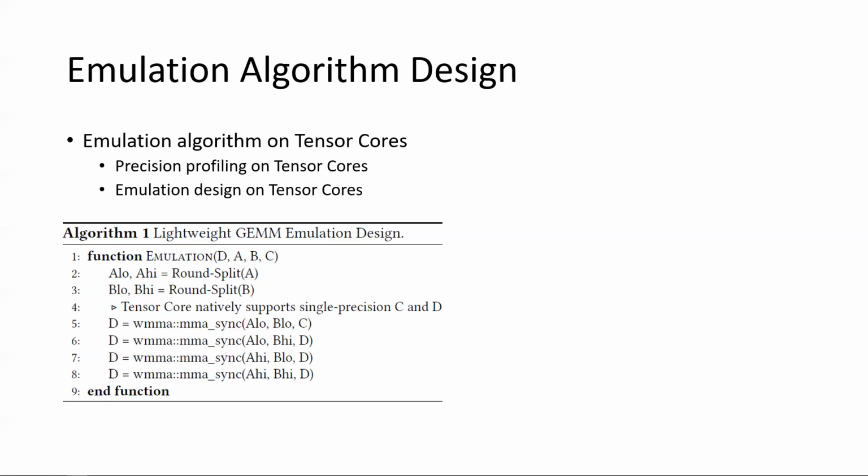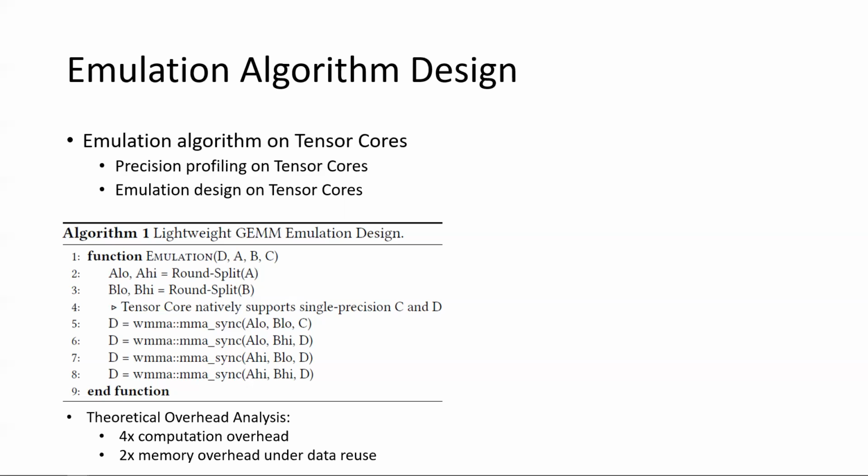Here, note that the matrix C and D are both single precision data, which are supported natively on the tensor cores as the accumulator. In this algorithm, the theoretical overhead is 4 times computation overhead, since we call the tensor core for 4 times. Also, there is a 2 times memory overhead if we do some data reuse. For example, we reuse a load for 2 instructions instead of loading them independently.